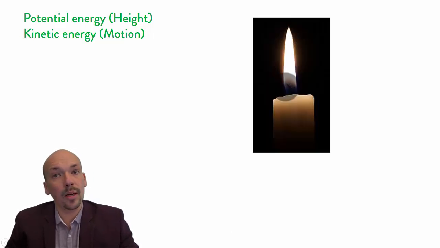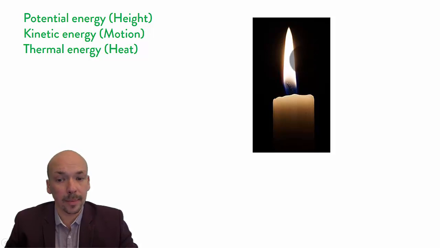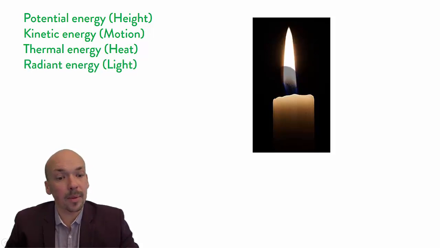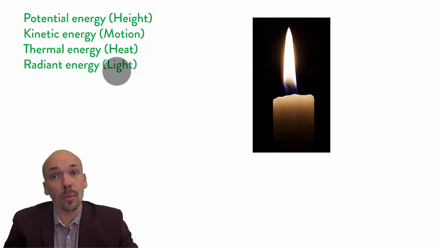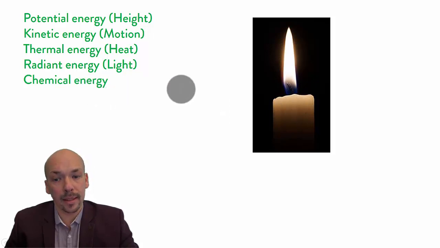In this example, we have multiple types of energy. First of all, we have thermal energy or heat. When you keep your hand close to the candle, you will feel the heat, so that's thermal energy. And you can also see the flame, so there's also radiant energy in the form of light. This is a light source, so it makes light, and therefore this is radiant energy or light.